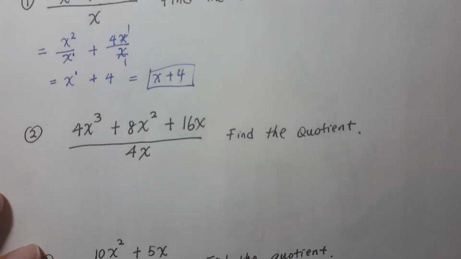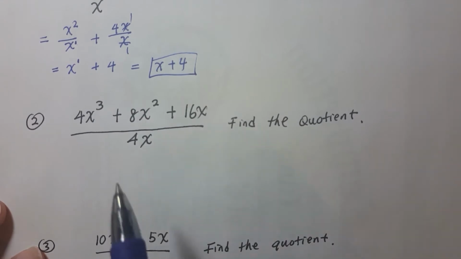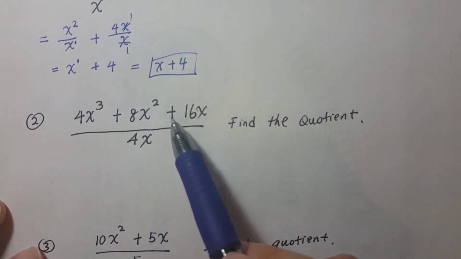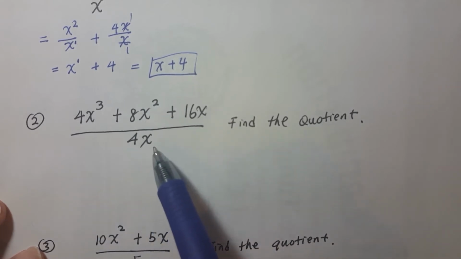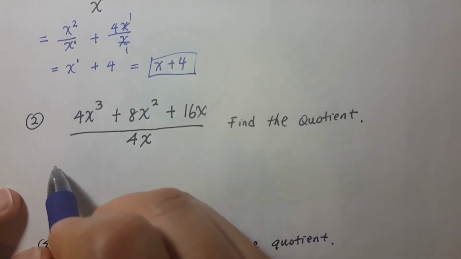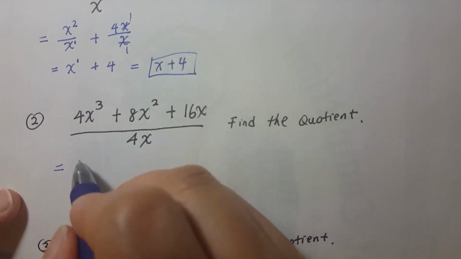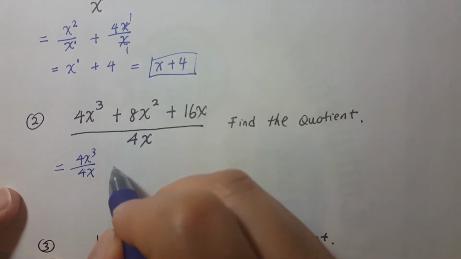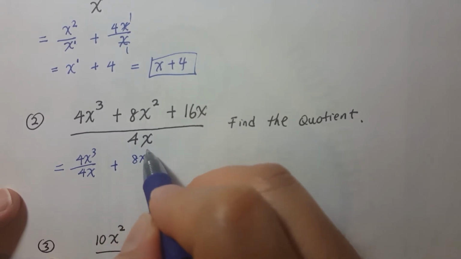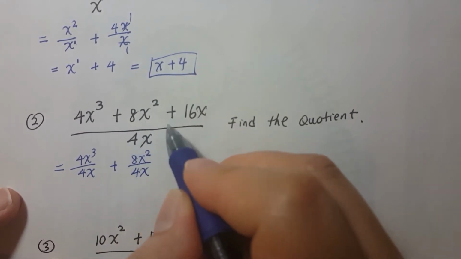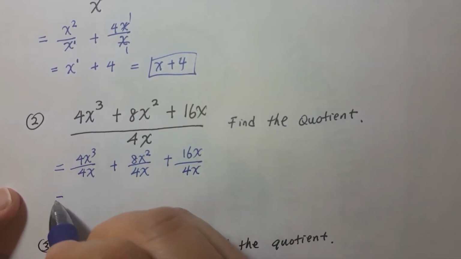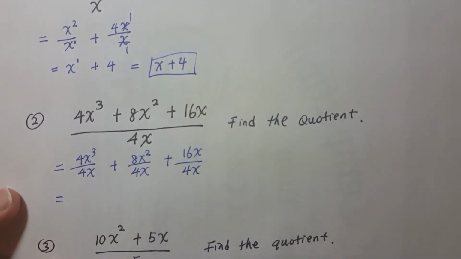Now let's take a look at question number 2. So we got 4x cubed plus 8x squared plus 16x divided by 4x. Find the quotient. So now we're going to use each divided by 4x. So I'm going to write 4x cubed over 4x. This is a plus sign. Then we get 8x squared divided by 4x, plus sign, 16x divided by 4x.